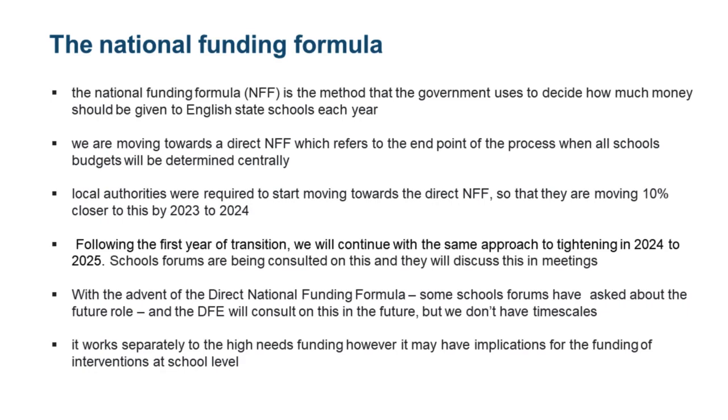Local authorities are required to start moving towards the direct national funding formula, so that they are moving 10% closer to this in 2023-24, and following this first year of transition, we will continue with the same approach to tightening in 2024-25. Schools forums are being consulted on this, and they will discuss this in meetings. As I say, with the advent of the direct national funding formula, some schools forums have asked about their future role, and the DfE will consult on this in the future, but we don't have timescales at the moment.